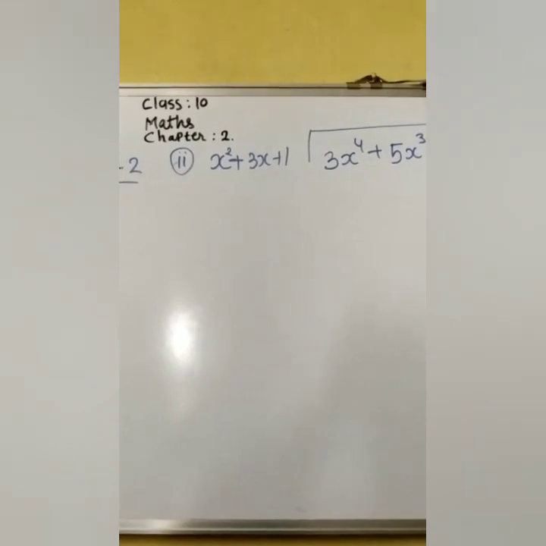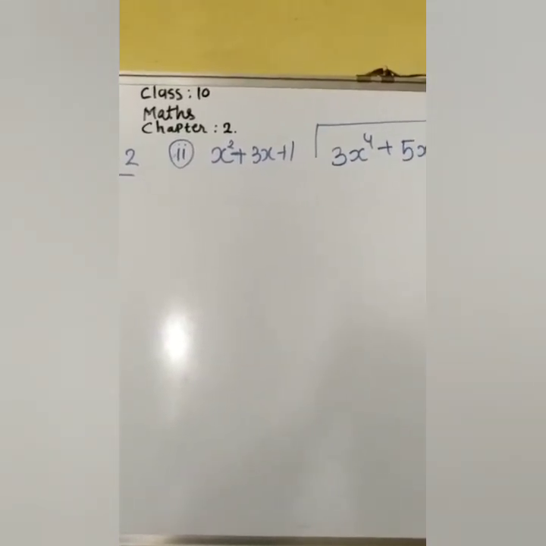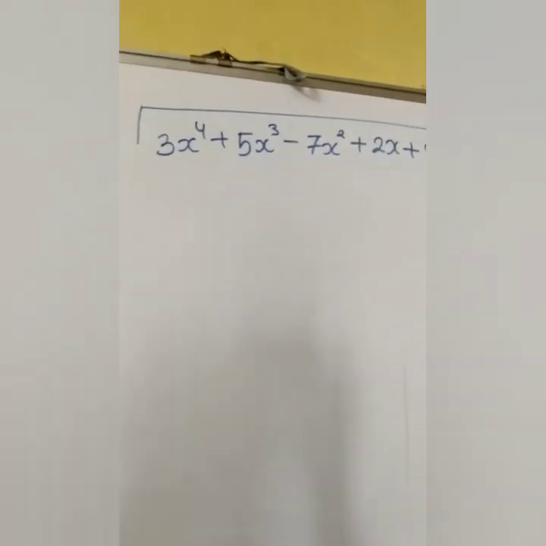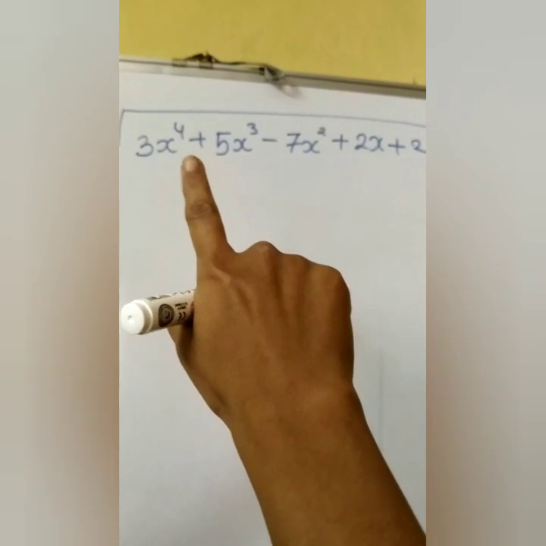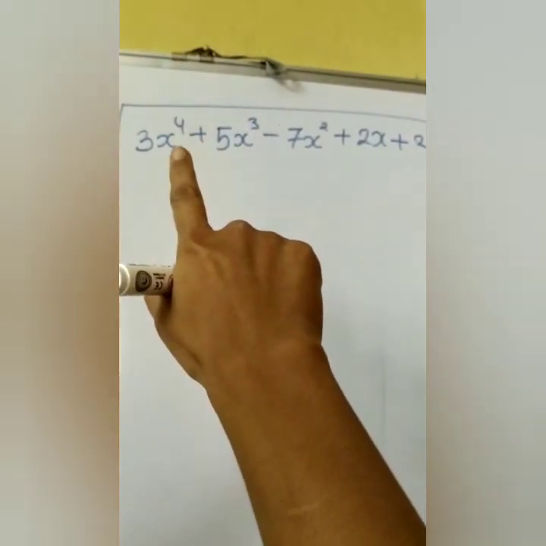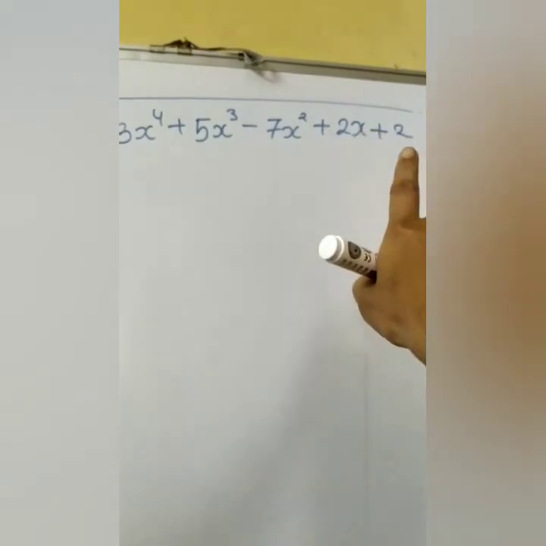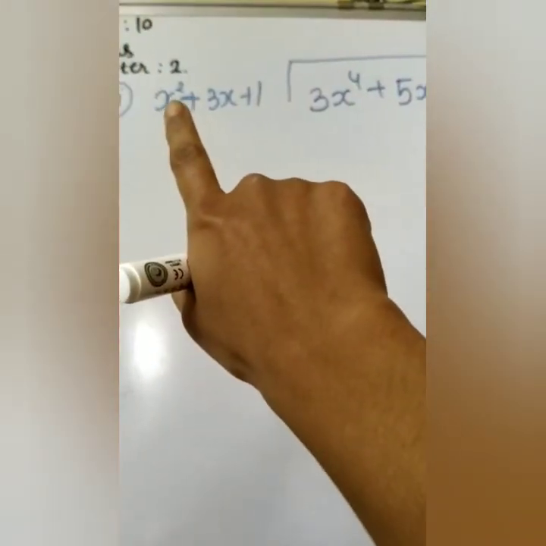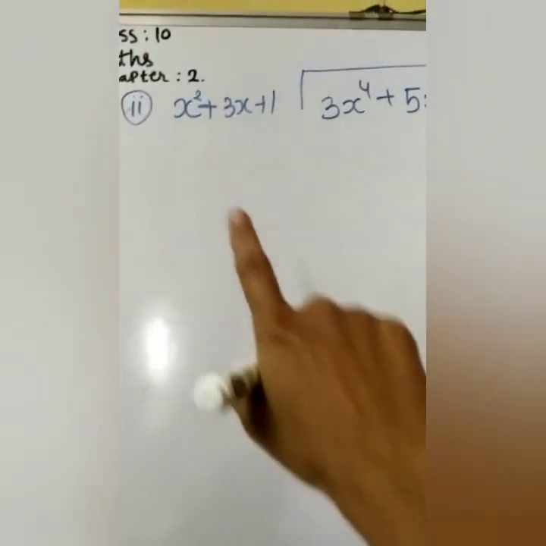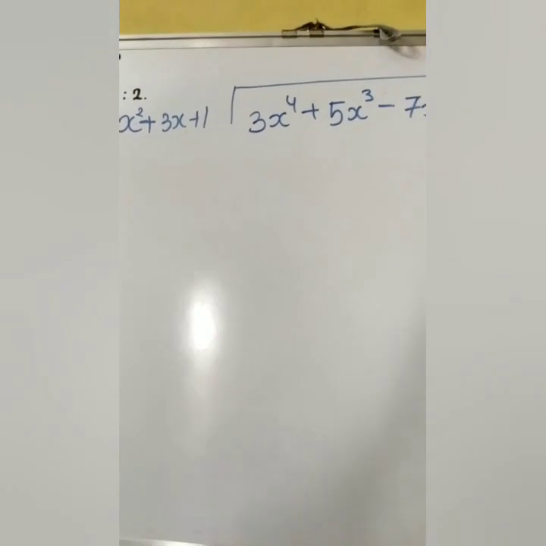For exercise 2.3, question number 2, we will solve. First we will check that it is in the standard form or not. The p of x we will check whether it is in the form or not. It has powers 4, 3, 2. Here the power is 1 and the last term is a constant term. And here again we will check whether it is in the form or not. The square, it has power 1 and that is the constant term. So both are in the form.